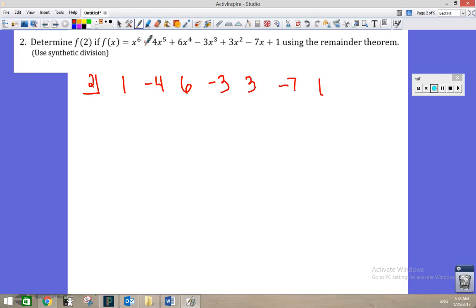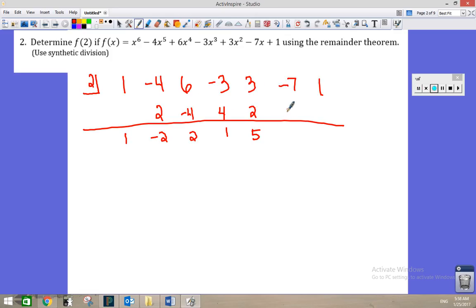And instead of plugging the 2 in and 2 to the 6th, the arithmetic for the synthetic division is generally much easier. I mean, I'm not even using a calculator. Now I multiply, and I do want to make sure that I'm adding these. You can't make arithmetic mistakes. So if I haven't, then I claim that f evaluated at 2, if you substitute in 2 for x and do this arithmetic, you'll get 7.